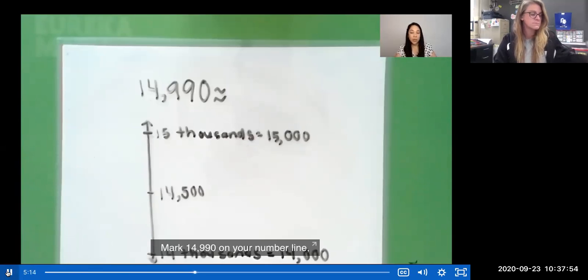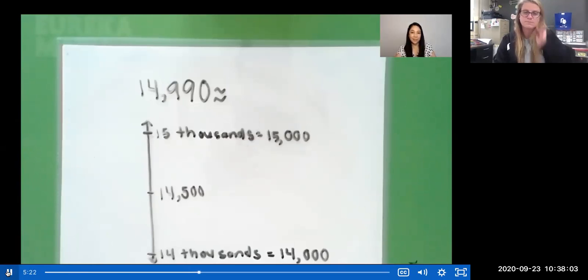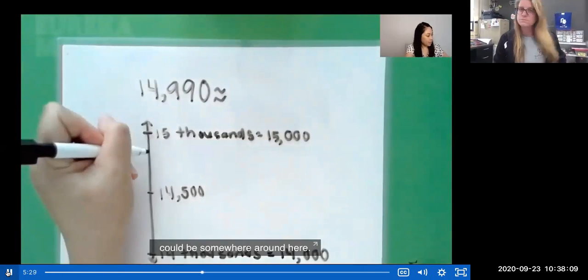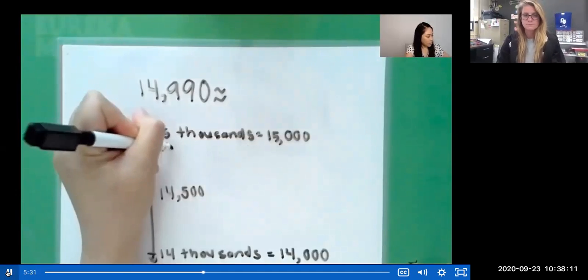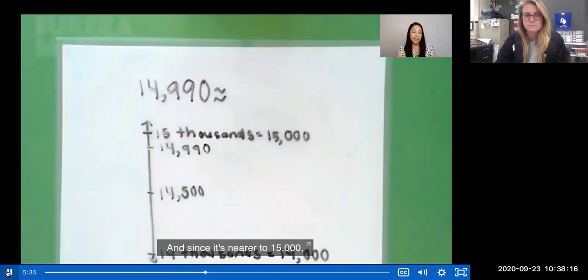Mark 14,990 on your number line, and then round it to the nearest thousand. 14,990 would be somewhere around here. And since it's nearer to 15,000, 14,990 rounded to the nearest thousand would be 15,000.